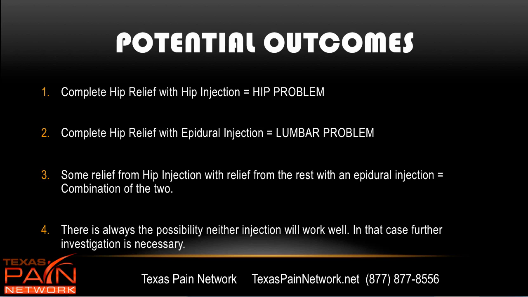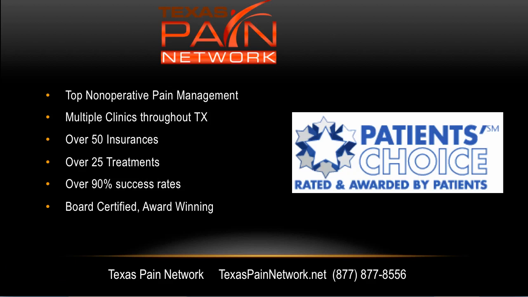If you do an epidural injection into the areas that have spinal stenosis and you get complete hip relief, then it's a lumbar spinal stenosis problem. All right. If you get some relief from a hip injection, with the relief from the rest of the pain with an epidural injection, you're most likely dealing with a combination of the two problems, hip arthritis and lumbar spinal stenosis. And then there's always the possibility that neither injection will work. In that case, the investigation continues.